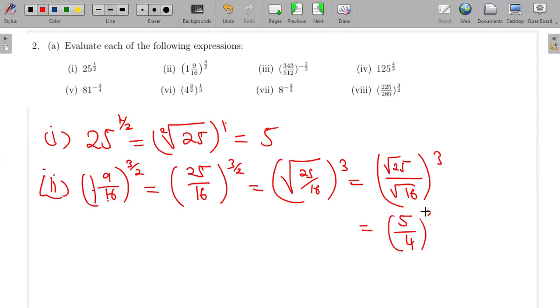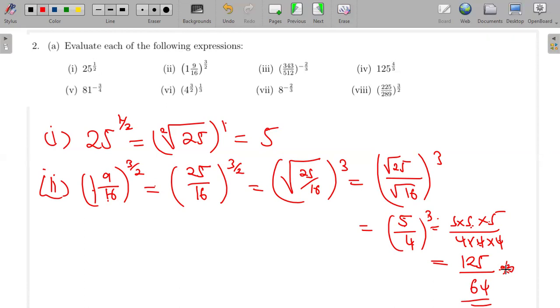And then I'm raising all this to the power 3. So 5 to the power 3 is simply 5 multiplied by 5 multiplied by 5. This power goes to the 5, and it also goes to the 4. So even in the bottom, it will be 4 times 4 times 4. So 5 times 5 is 25, then 25 multiplied by 5, I get 125. Divided by 4 times 4 is 16, and 16 times 4, I get 64. So this is the answer. I've simplified this thing to just this.